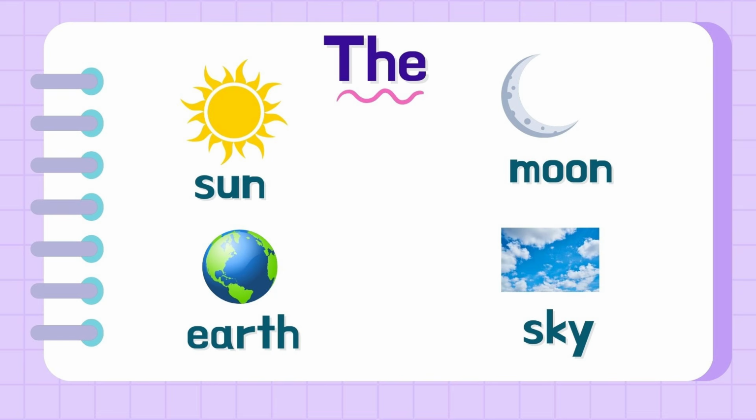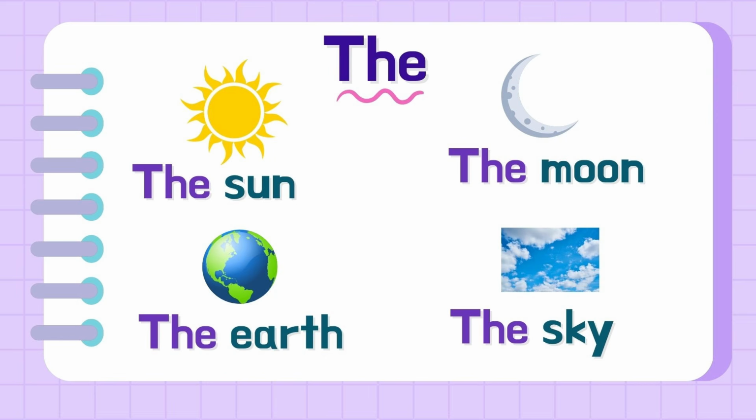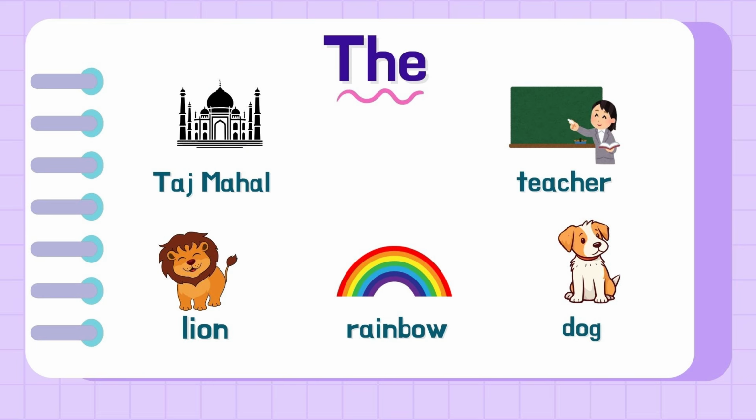If it is something special or only one, we have to use, yes, you are correct. For something special or only one, we use the. So we say the sun, the moon, the earth, the sky. Here are a few more examples.